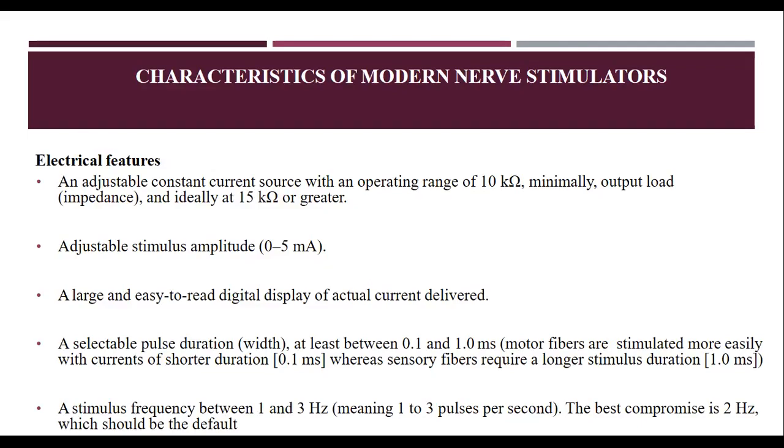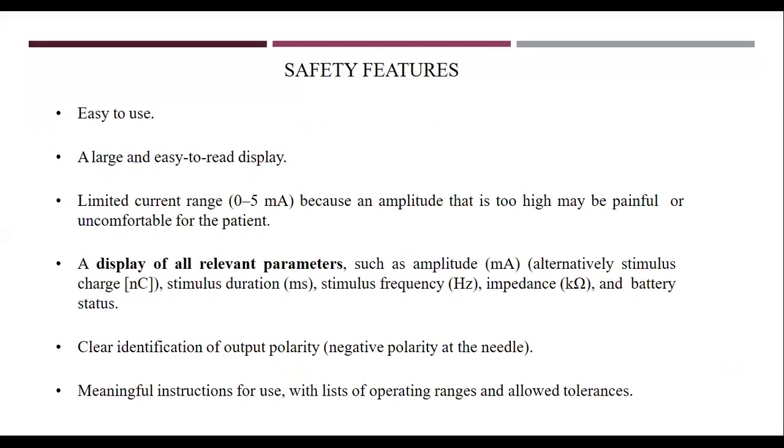A selectable pulse duration or pulse width at least between 0.1 and 1 millisecond. Motor fibers are stimulated more easily with currents of shorter duration, whereas sensory fibers require a longer stimulus duration. This I told in chronaxie, that is the concept of chronaxie. A stimulus frequency between 1 and 3 Hz, meaning 1 to 3 pulses per second. The best compromise is 2 Hz, which should be the default.